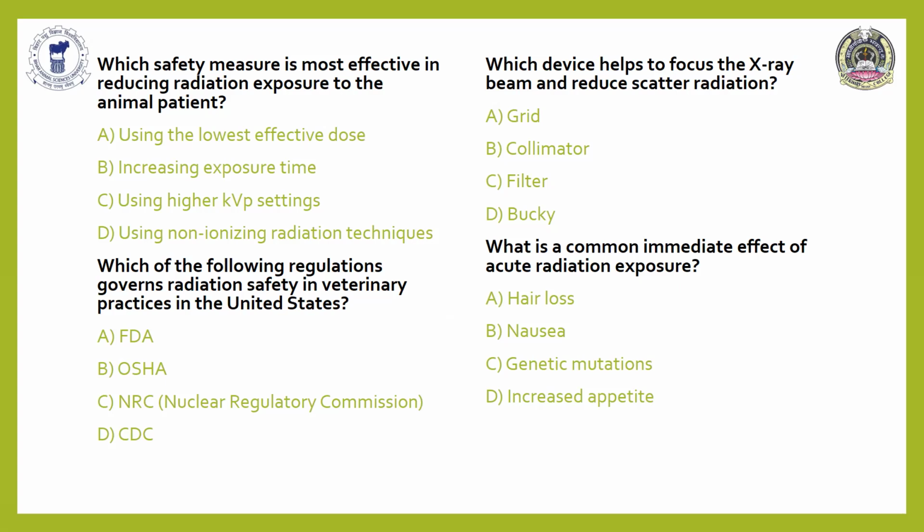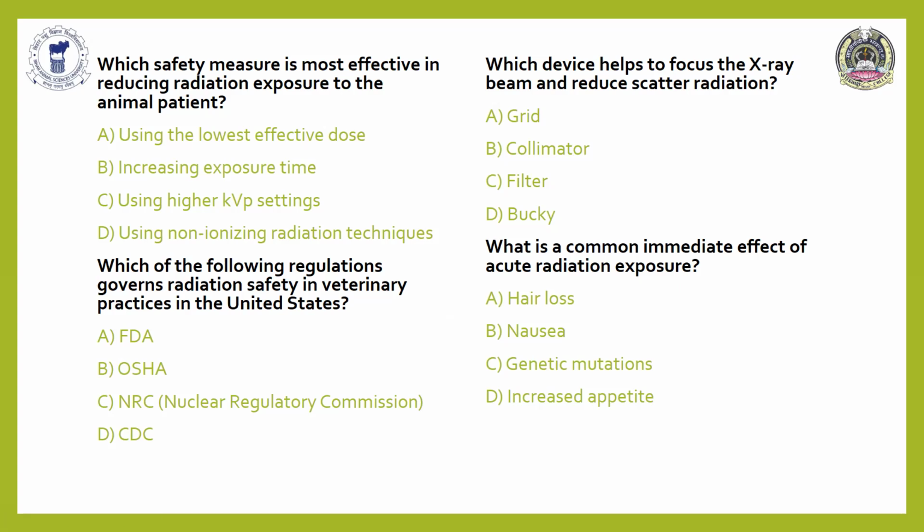Next, which of the following regulations govern radiation safety in veterinary practice in the United States? NRC is C. Yes, NRC. NRC is the correct answer. Next question, which device helps to focus the X-ray beam and reduce scatter radiation? Collimator. Collimator is the correct answer.